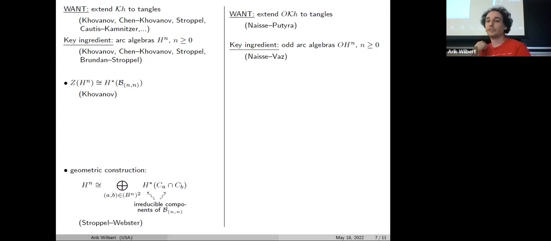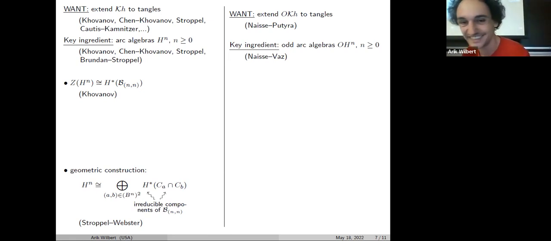And this is also why it is so difficult to extend Khovanov homology for tangles to odd Khovanov homology for tangles, because the underlying algebra is not associative, and then you can't do tensor products and stuff like this over non-associative algebras.